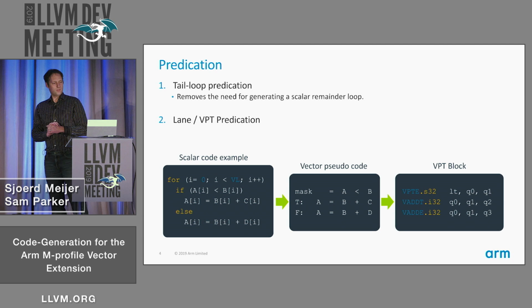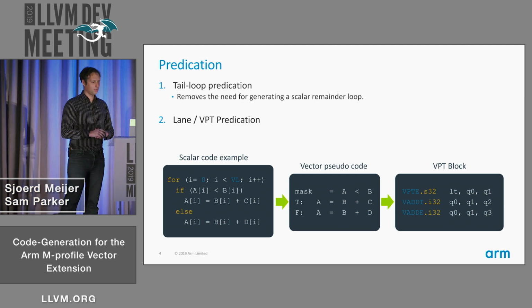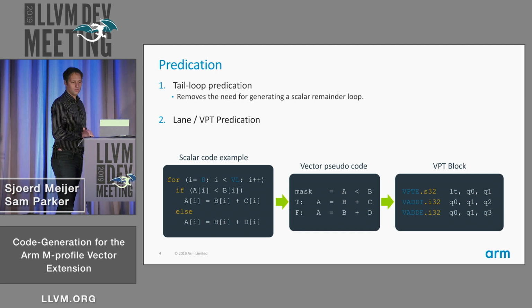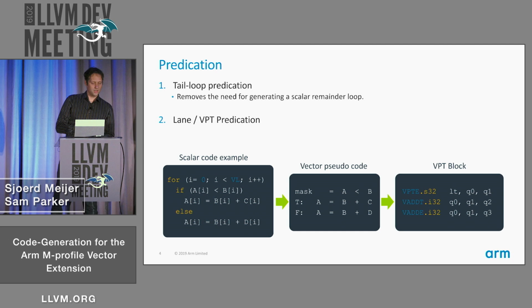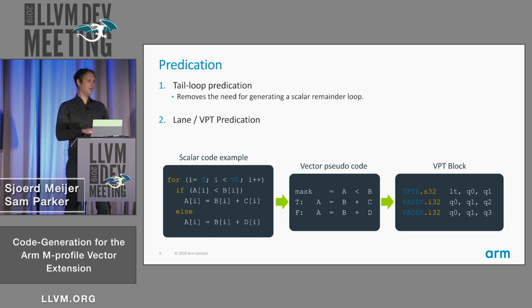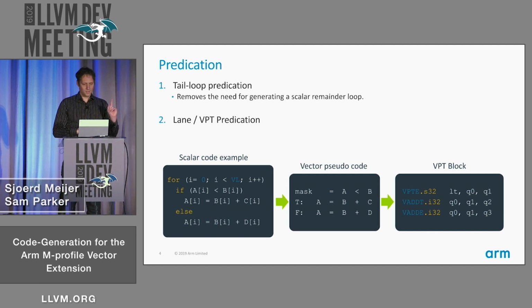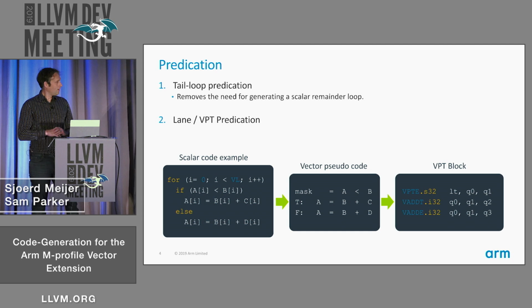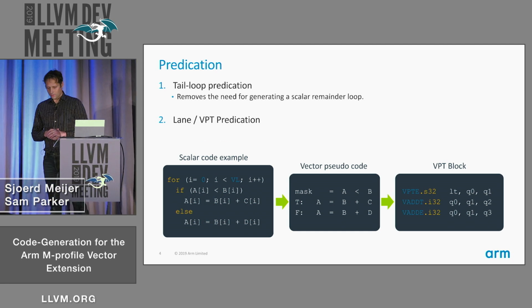First, we need to explain a few things, starting with predication, and tail-predication is the first. When you vectorize code, you sometimes may need a scalar loop. If your iteration count of that loop is not a multiple of the vectorization factor, you need a few scalar iterations. Tail-predication removes the need for that. We'll go into more details later. The simpler one is lane-predication, probably best illustrated with an example.